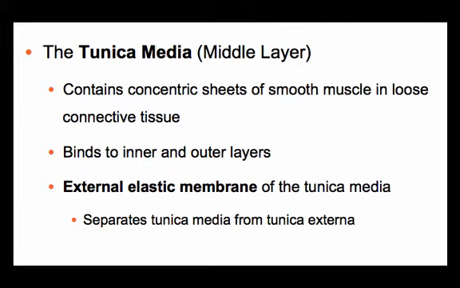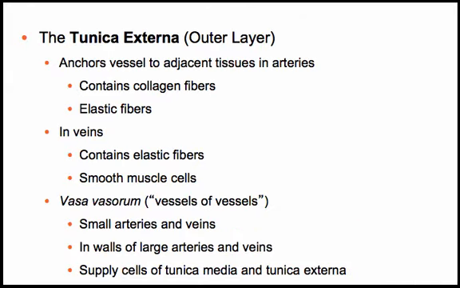An external elastic membrane separates the tunica media from the tunica externa. The tunica externa, or outer layer, anchors the vessel to adjacent tissues in arteries. The tunica externa contains collagen and elastic fibers. In veins, this layer also contains smooth muscle cells. There are also small arteries and veins that supply the cells of the tunica media and tunica externa, called the vasa vasorum, otherwise known as the vessels of vessels.